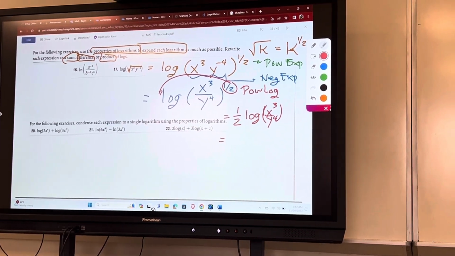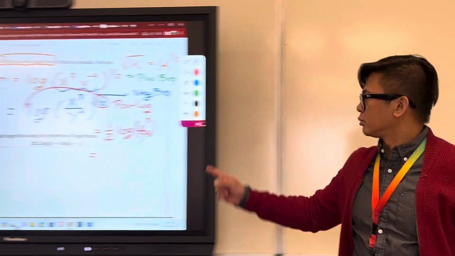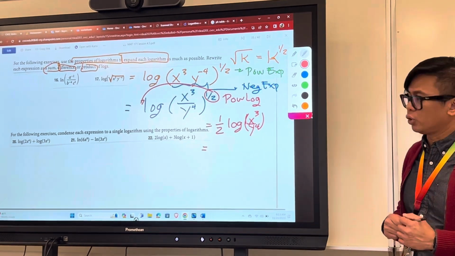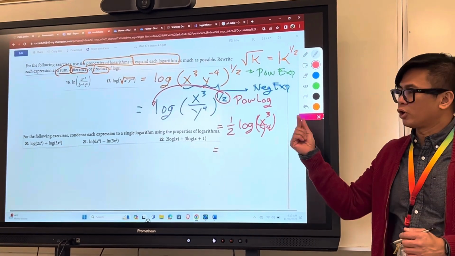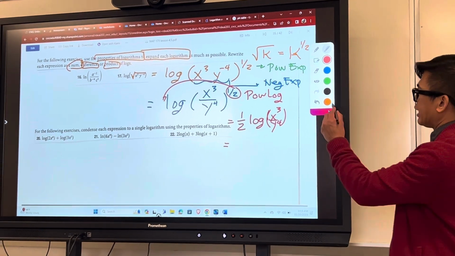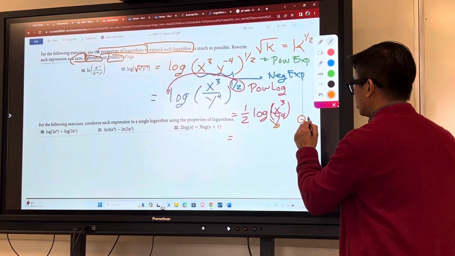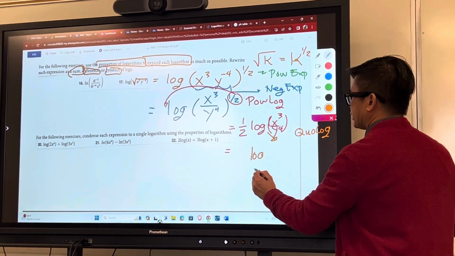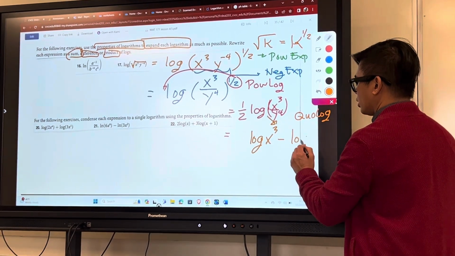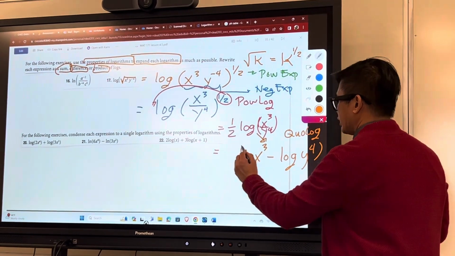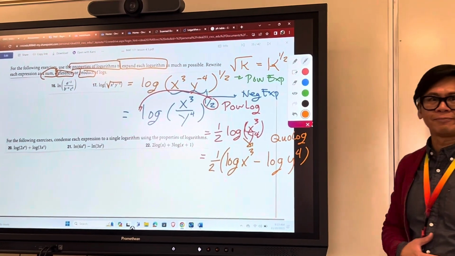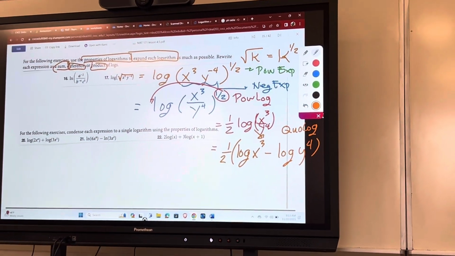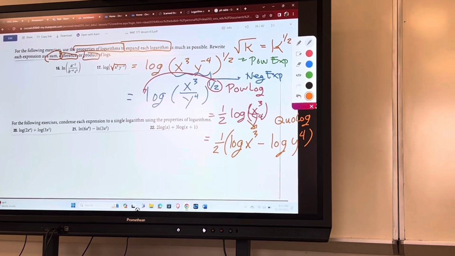Next one. The x cubed and the y to the fourth are what? What rule should we use for those? Quotient rule. So what are you going to do with those? Should we add them or subtract them? Subtract. Very good, Eva. So by the quotient rule for logs, this can be written as log of x cubed minus log of y to the fourth, times 1/2. Are we good, guys? Do you get what we did?